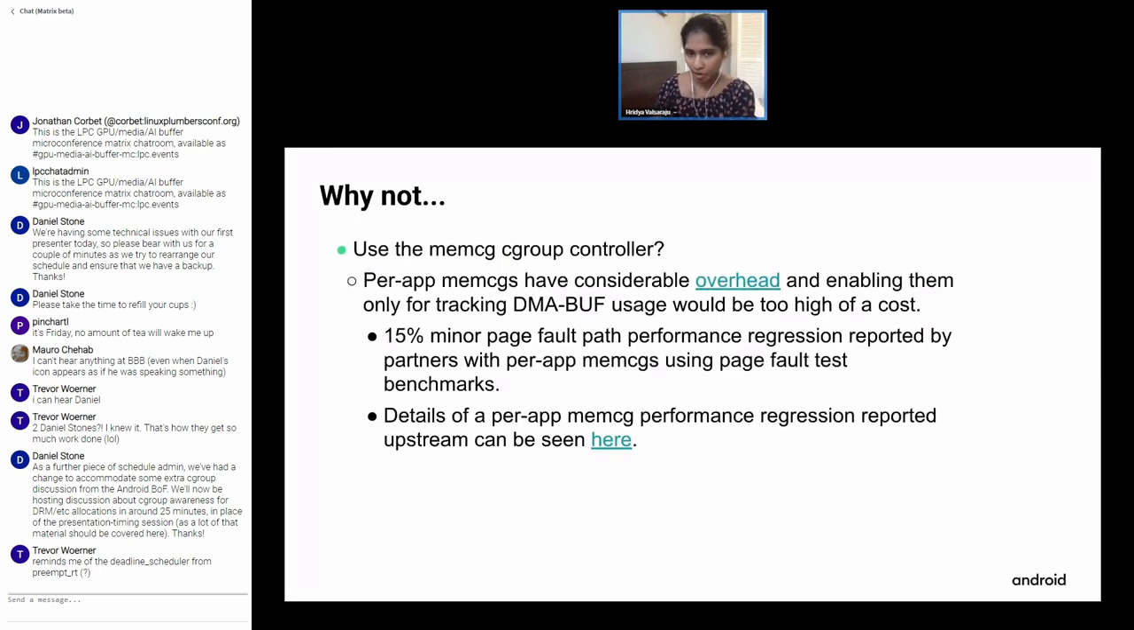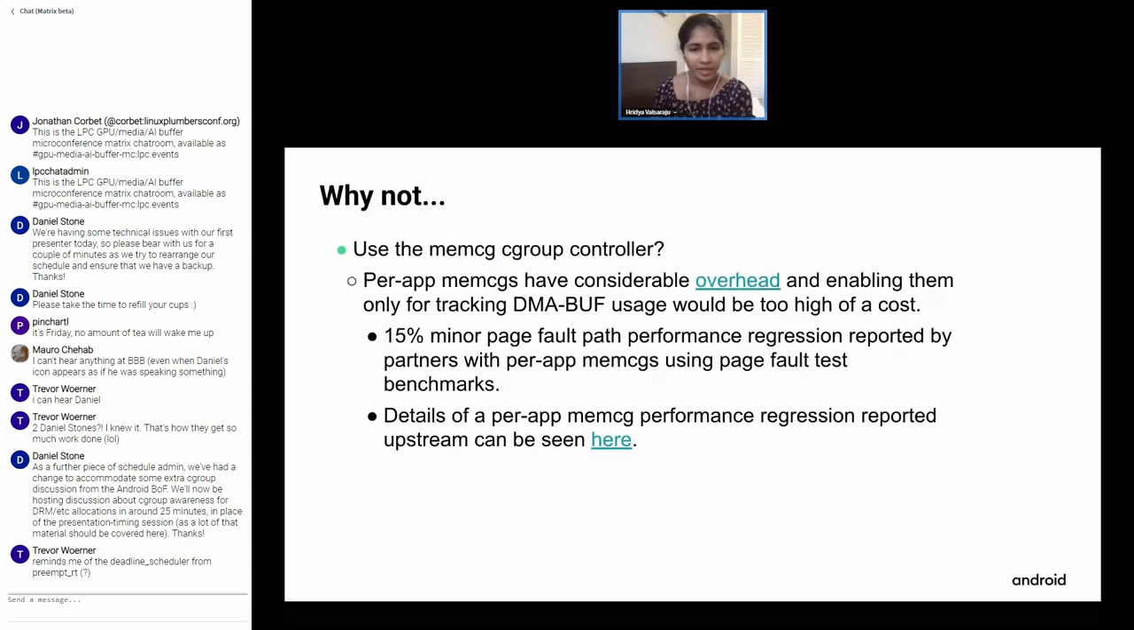So we just didn't have all Android partners on board with enabling MemCG. So it might not be the solution that we are hoping for in this case, because we would like a solution that would work for all our partners.